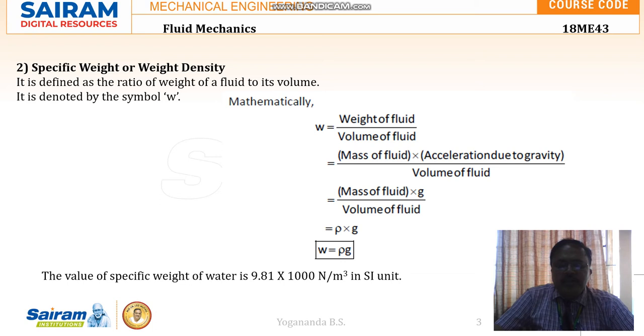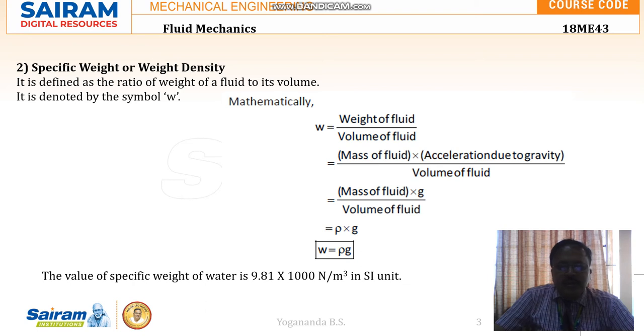So we know that mass of the fluid to volume of the fluid, from the earlier property, is the mass density rho. So now my weight density is nothing but the product of rho into g. So my omega is equal to rho into g. The value of the specific weight for the standard liquid, that is water, is taken as 9.81.